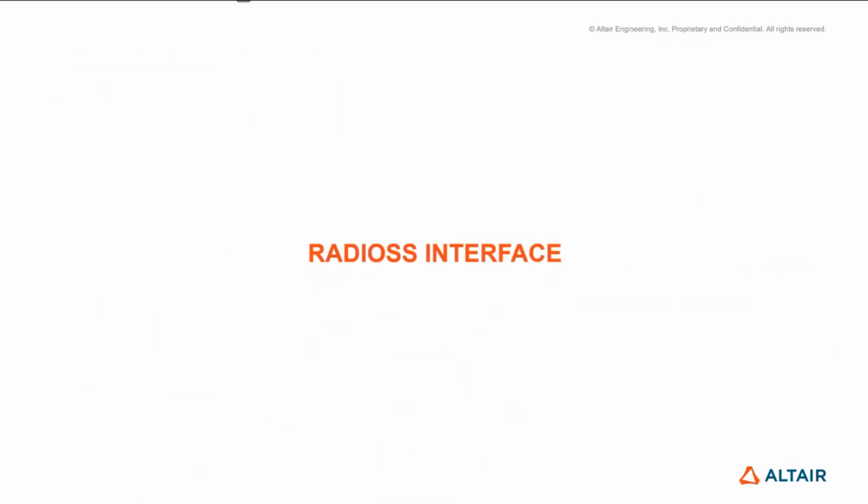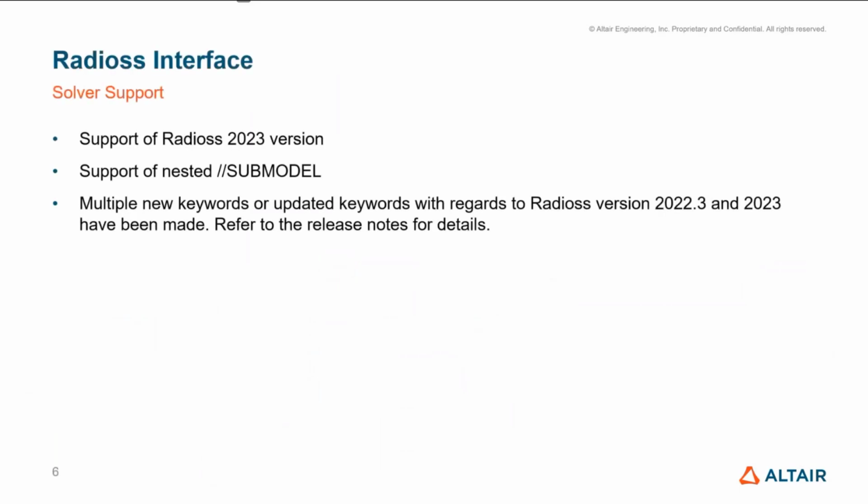Regarding the Radioss interface for the 2023 release, we have implemented the latest Radioss version, Radioss 2023. Maybe not with all the keyword updates, but at least the import and export of Radioss 2023 models is allowed. We have also improved the support of the Radioss submodels with the support of nested submodels, which was one of the key functionalities missing in the HyperWorks interface. We have also added multiple new keywords and updated keywords in regard to the latest versions, 2022.3 and 2023. I will not go through the details of all of those changes now. If you want more information, I would like to refer you to the release notes of the version.